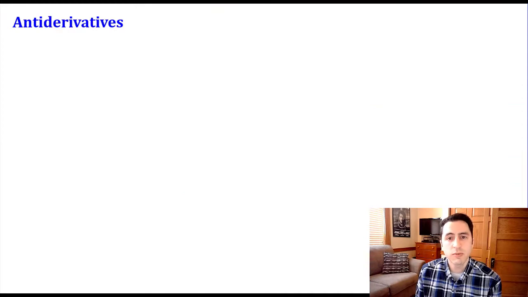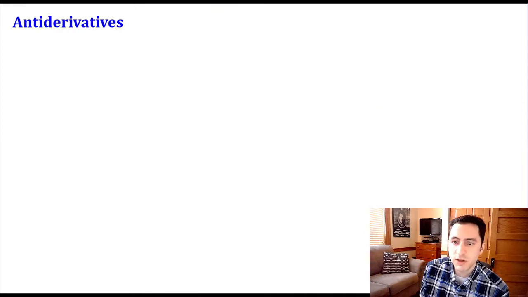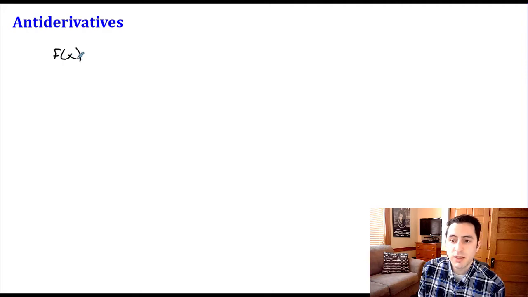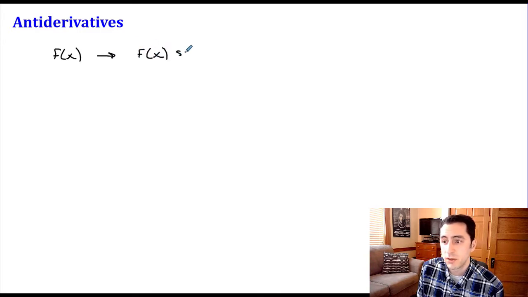So just to put some notation with that, let's start by saying we have a function f of x, and this function f of x is going to be the derivative of some other function capital F. So what we want to find is a function capital F of x such that when I take the derivative of capital F of x, what I'm going to end up with is the function I was given, f of x.